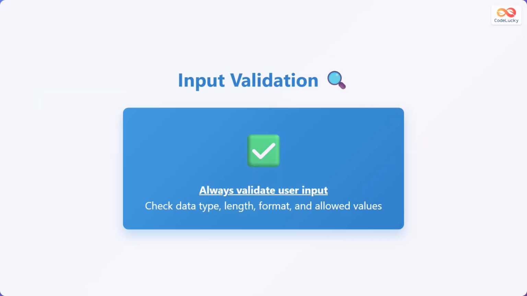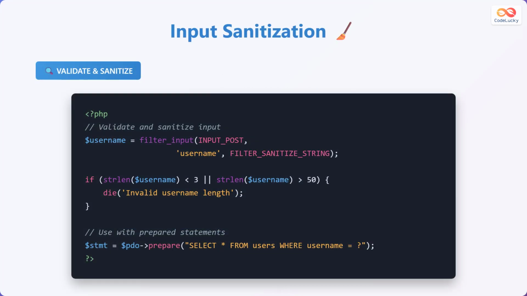Always validate user input. Check data type, length, format, and allowed values to ensure that the input meets the expected criteria and prevent malicious data from entering your system. Here's an example of input sanitization. Always validate and sanitize. The code uses the filter_input function to sanitize the username, removing any potentially harmful characters. Additionally, it checks the length of the username to ensure it falls within acceptable limits. This helps prevent SQL injection and other input-related vulnerabilities.